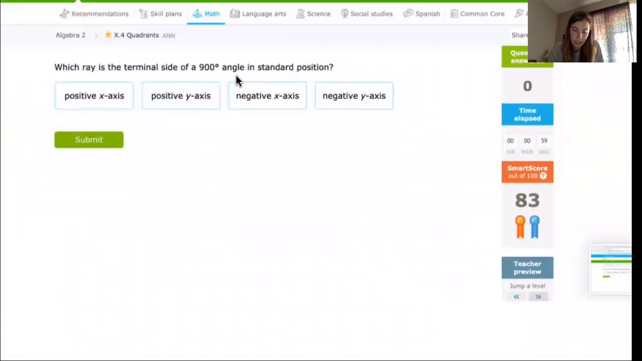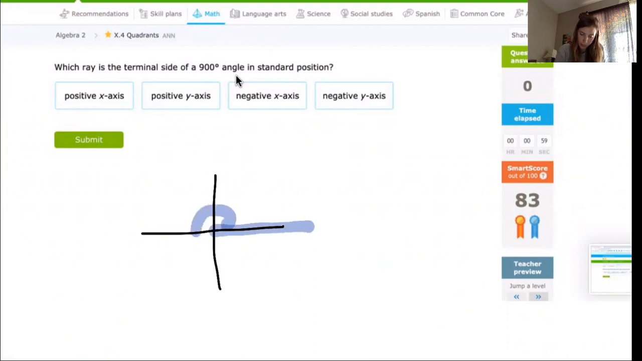Which ray is the terminal side of a 900-degree angle? Okay, so obviously this number is bigger than 360, so it's a matter of how many full rotations around the circle I go. So let's draw it out. Okay, with my highlighter, here's my initial side. If I go all the way around once, that's 360. So I'm at 360.